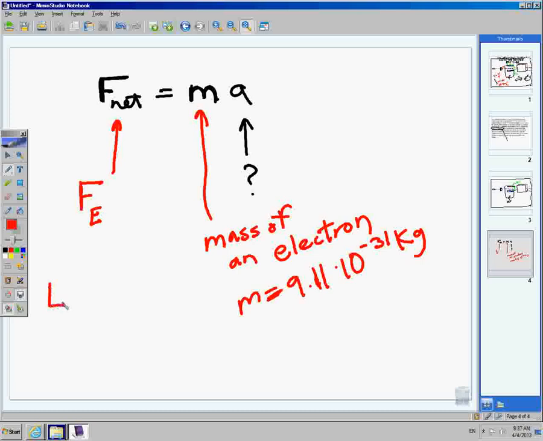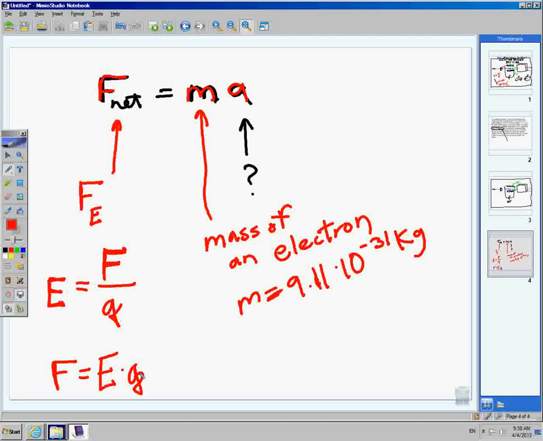Now remember, if we knew the electric field strength, we would know how much force is acting per charge. Ultimately we want to get this acceleration. So we need the mass, which is the mass of the electron, and we need this force. What's providing the force? It's the electrical force provided by the electric field. So if we rearrange this, we have F equals E times Q.